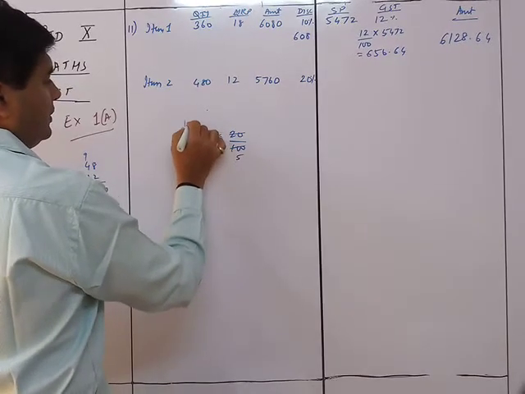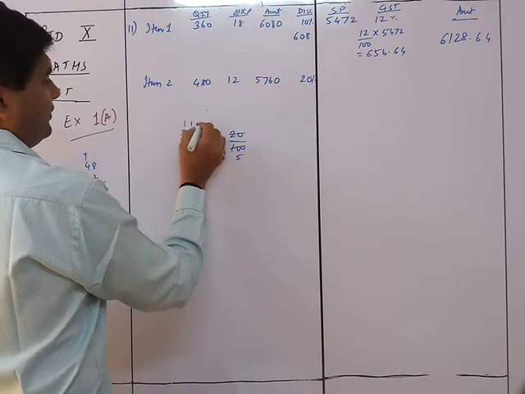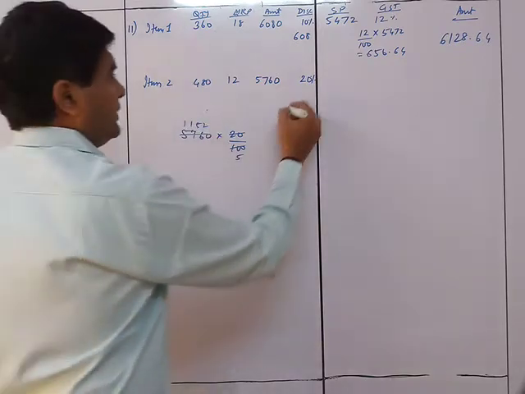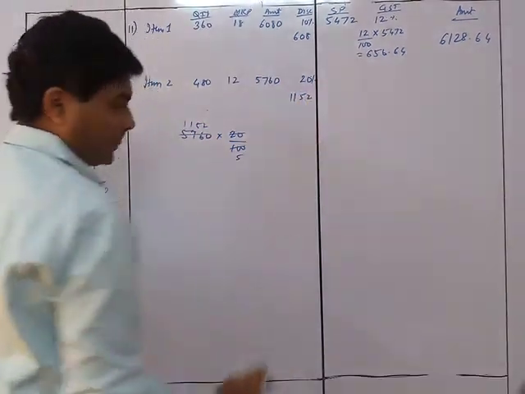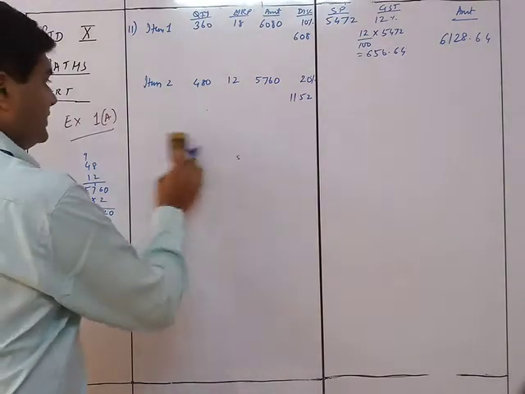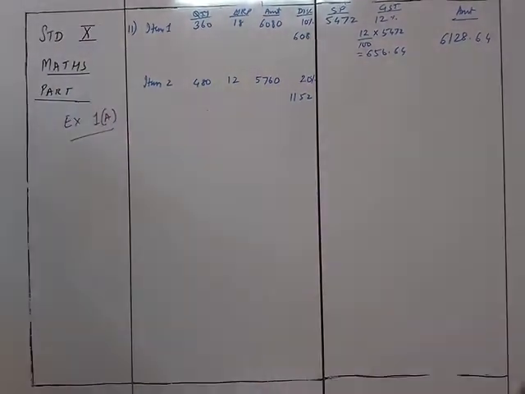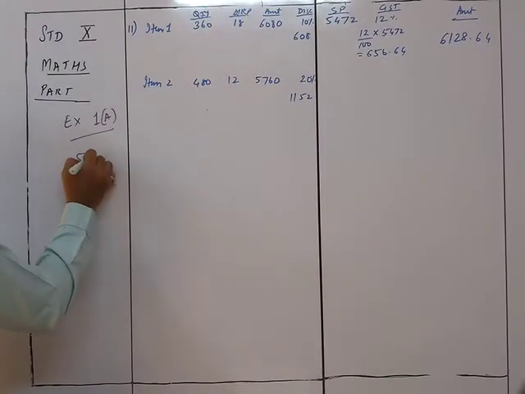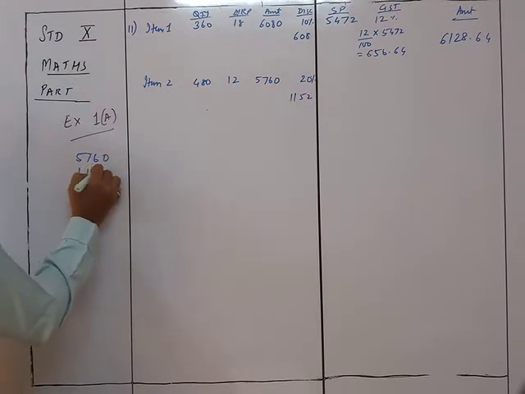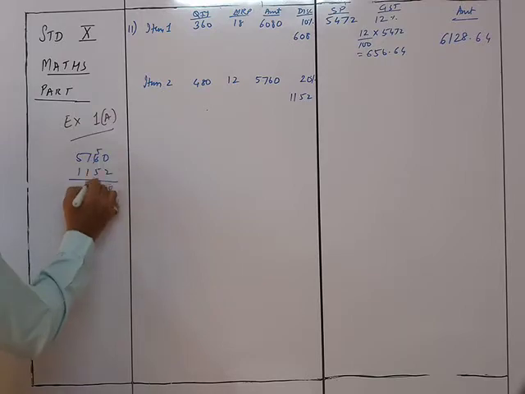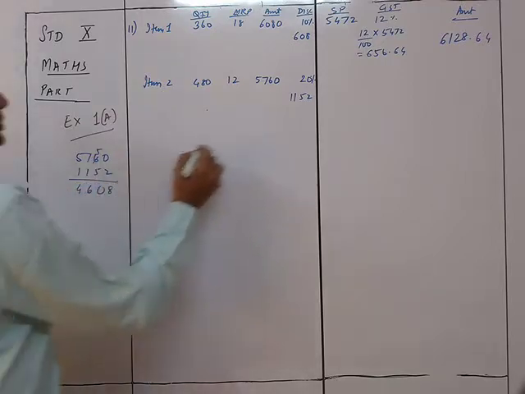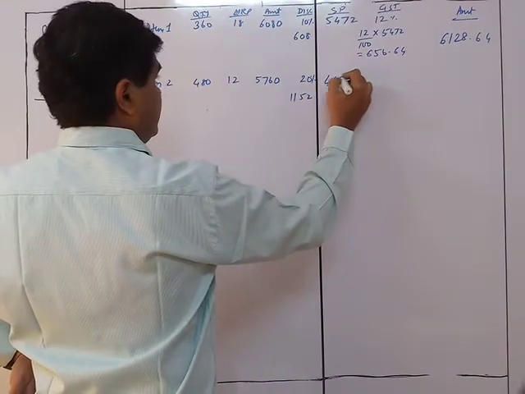Yes, 1152. 1152 here. So that is 5760 minus 1152. That will be 8, this is 5, so 0, then this is 6 and this 4. So that will be 4608.